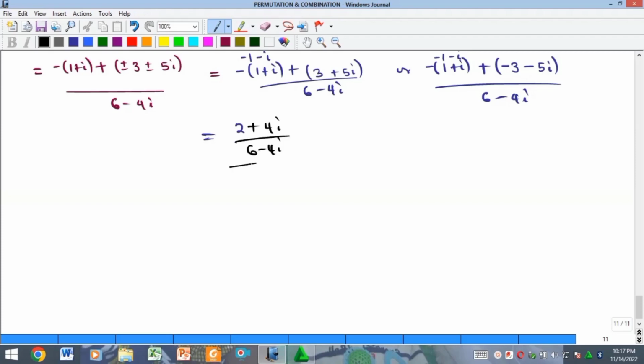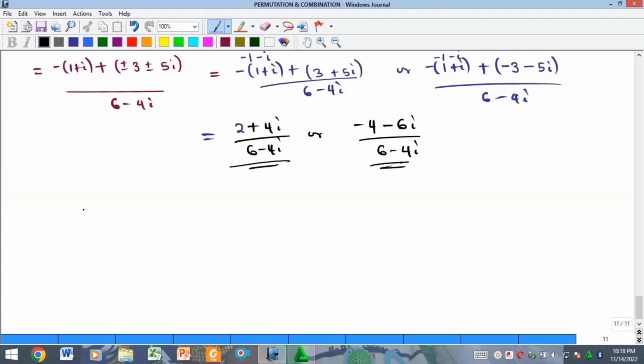We can take the conjugate here if we want. Or, in this case, minus 1 minus 3 will be equal to minus 4. Then minus i plus minus 5i will be minus 6i. And that will be all over 6 minus 4i. So these are the two solutions possible from this.